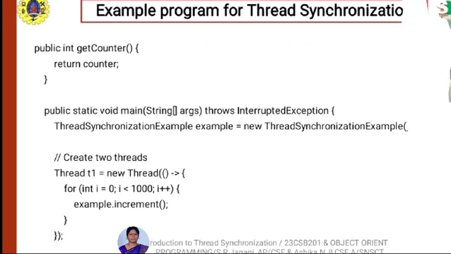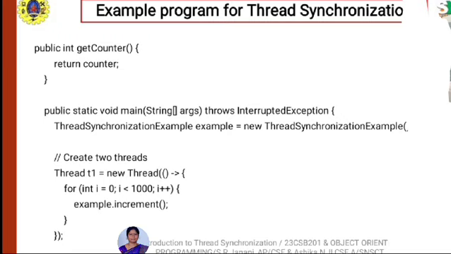And then we have the getCounter method. It returns the counter value. And we have the main function, public static void main, throws InterruptedException. In ThreadSynchronizationExample, we created one object for that class, and we created two threads. Thread t1 is equal to new Thread.